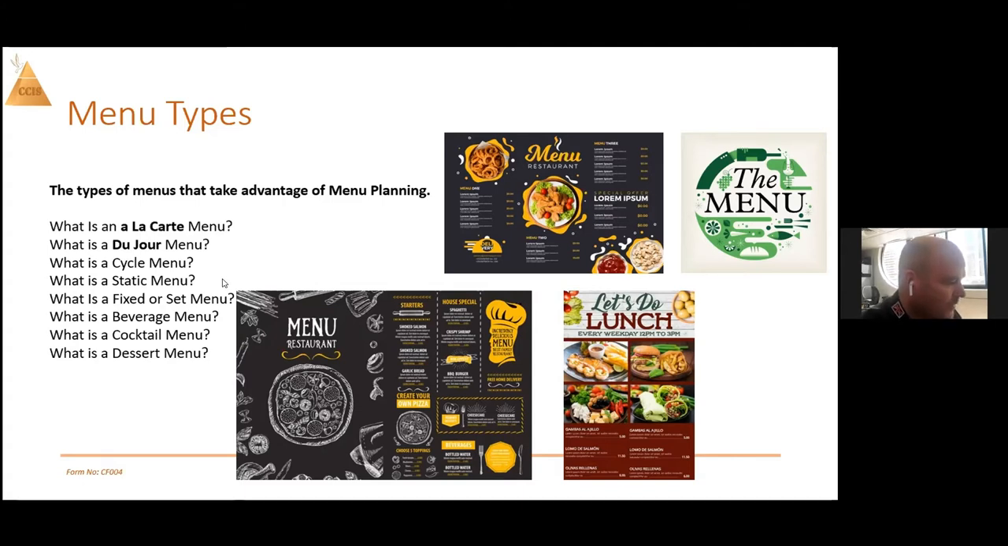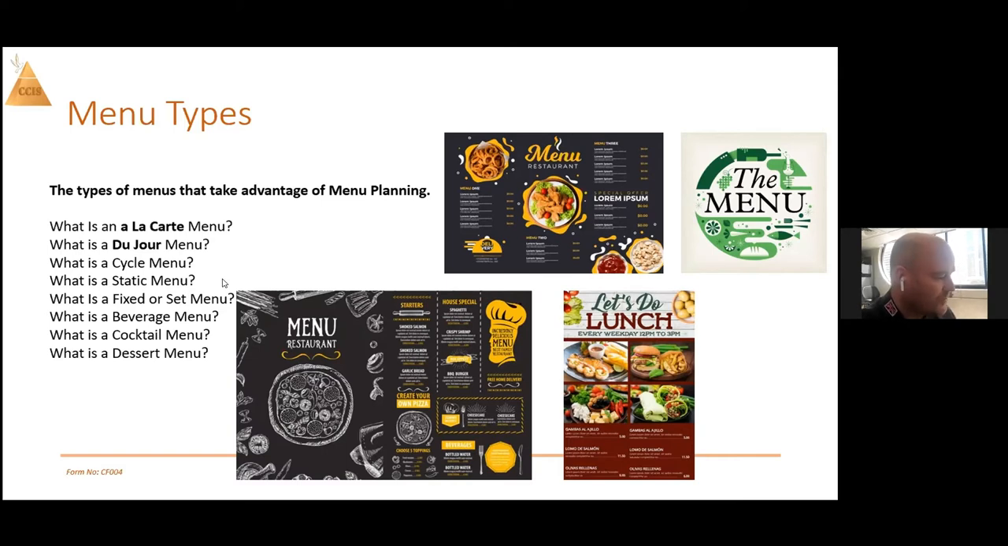Then a static menu is like if you go to McDonald's and you look up and you see that menu on the board, or Kentucky or any of these places. That is a static menu. It doesn't really change a lot over time. They might add one or two items, but the core ingredients, the core dishes are going to stay the same.